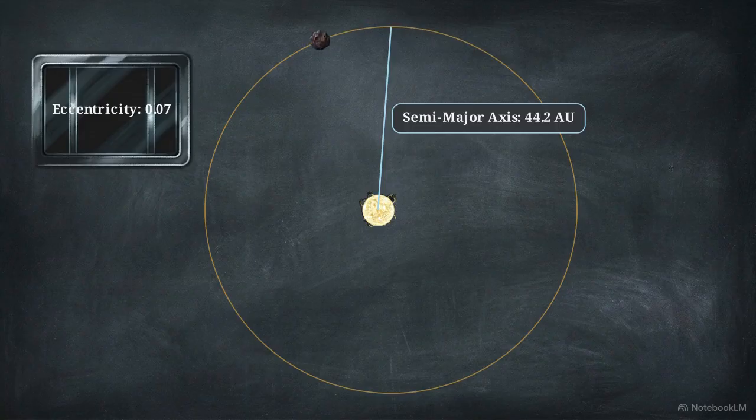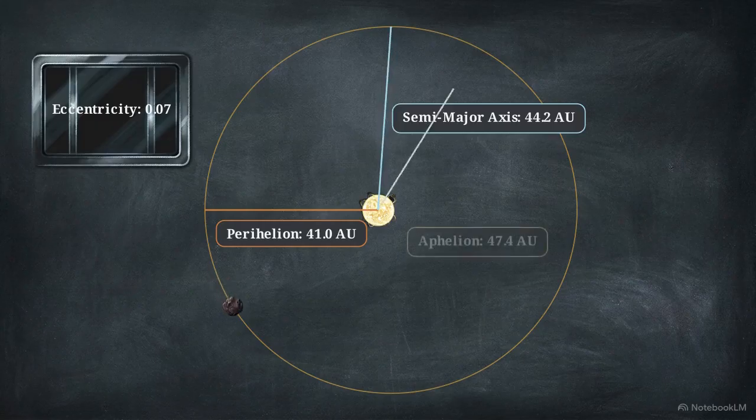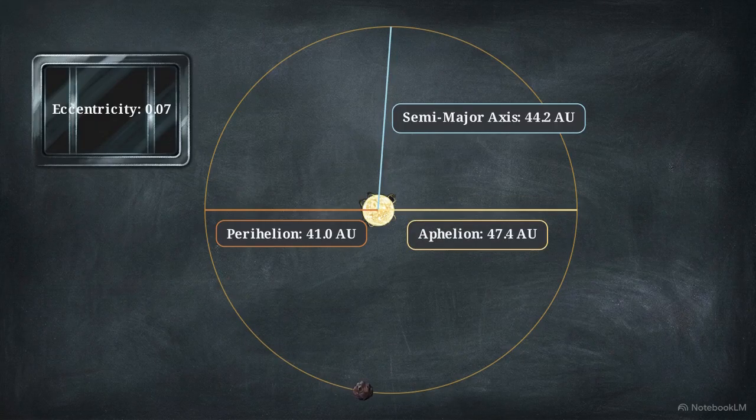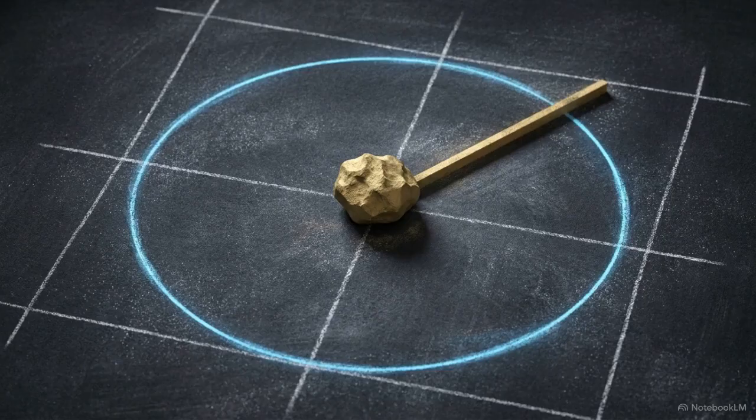Next is eccentricity, measuring deviation from a perfect circle. Albion's 0.07 eccentricity keeps its perihelion, its closest approach, and aphelion, its furthest point, close to that average. Albion provides a standard circular orbit. We can use it as a baseline to measure the extreme variations found in other objects.